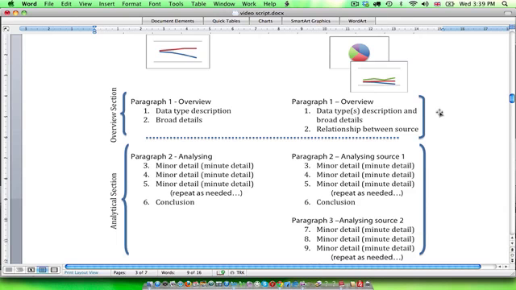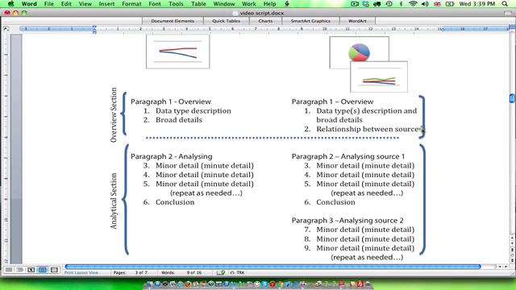So are these line graphs? Is it a line graph and a pie chart? Is it a diagram and a table? And what do these pieces of information show? So what are the data sources showing?